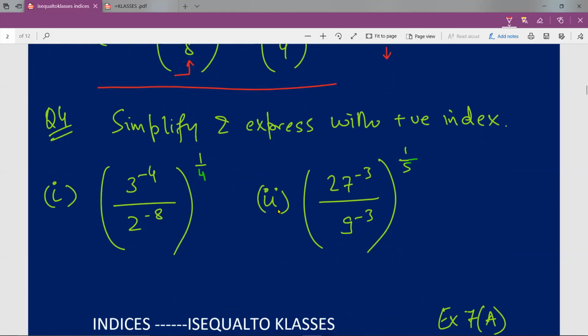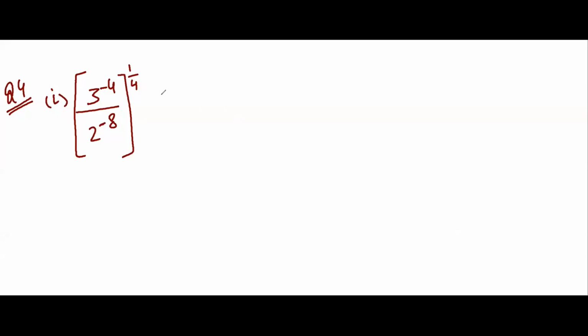Let's start. So the first question is (3 raised to power minus 4 upon 2 raised to power minus 8) whole raised to power 1 by 4. Okay, note this question down. You can start on your own, or you can wait for me to tell you how to solve this question.